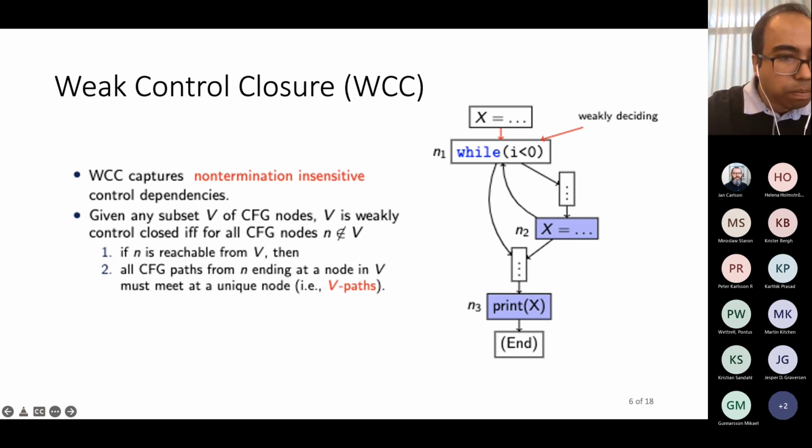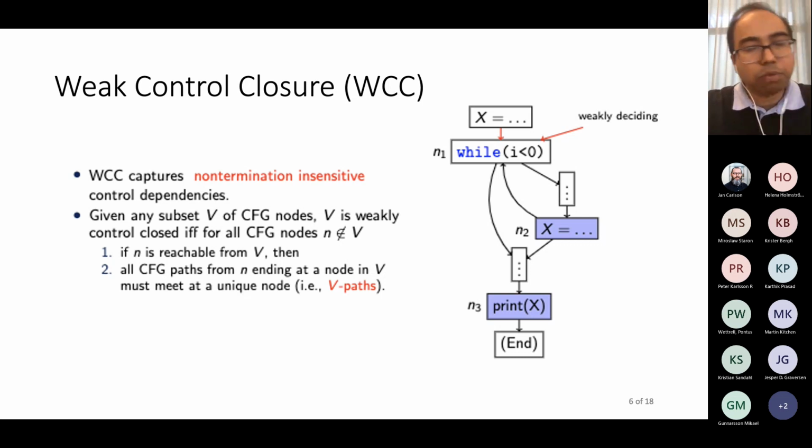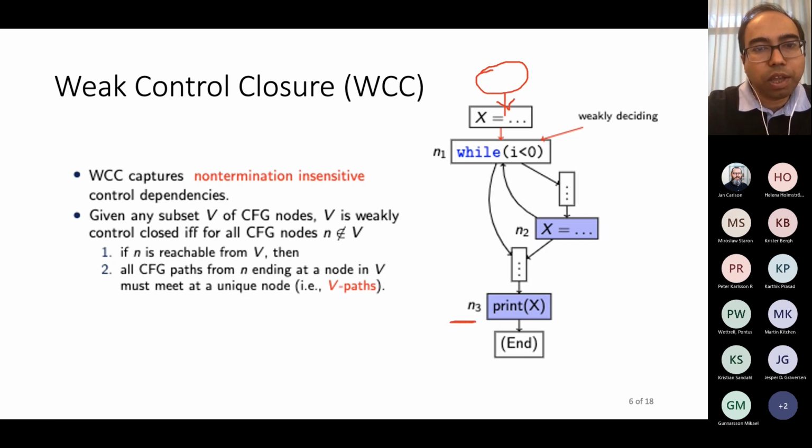I will use a pen here. This is a difficult concept to explain, but for example, suppose we have a start node here. This start node is in V, and this N3 is in V, and this definition says that for all the nodes that are not in V, for example N1, which is not in V, N1 is reachable from the start node, and all the paths meet at N3. If this is the case, and our V includes the start node and N3, then we say that V is weakly control closed.